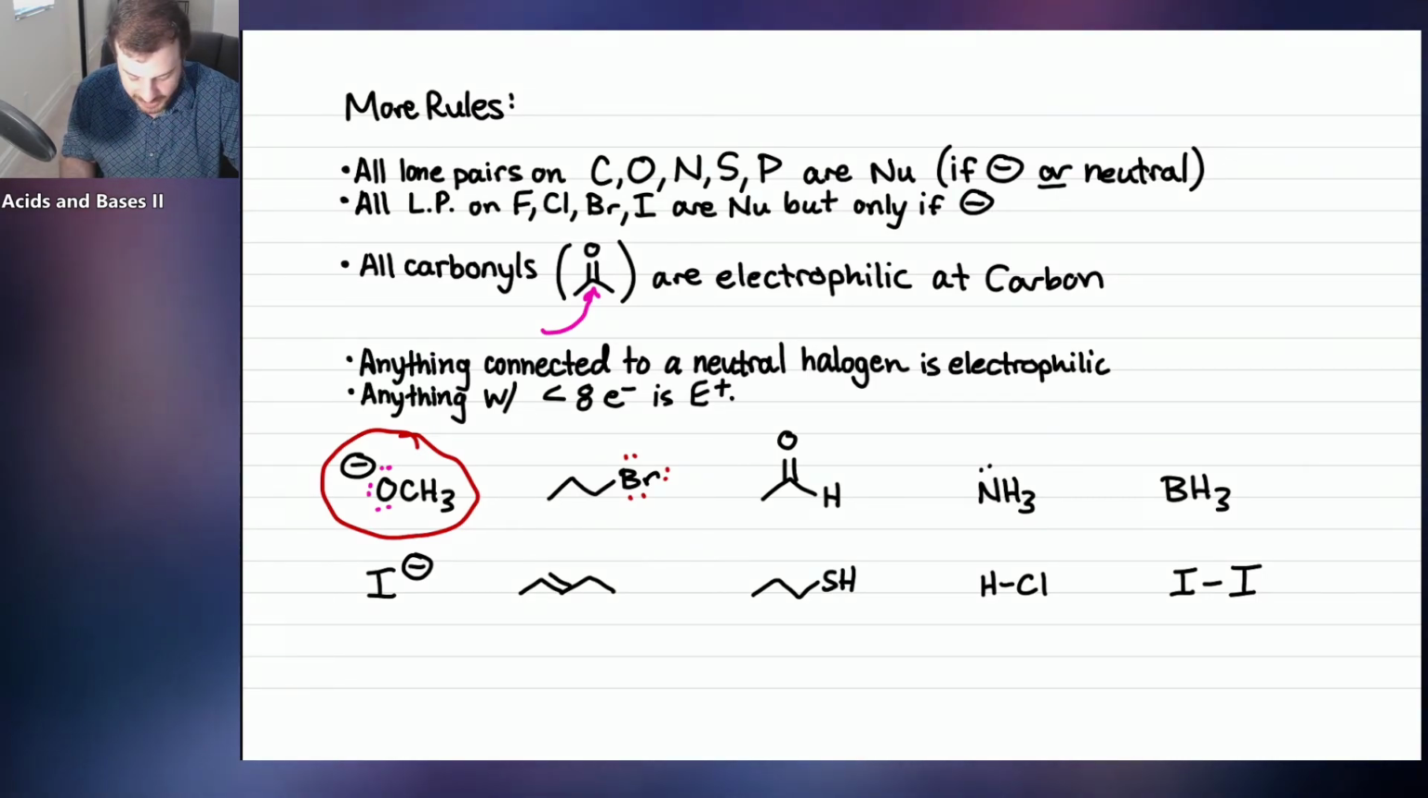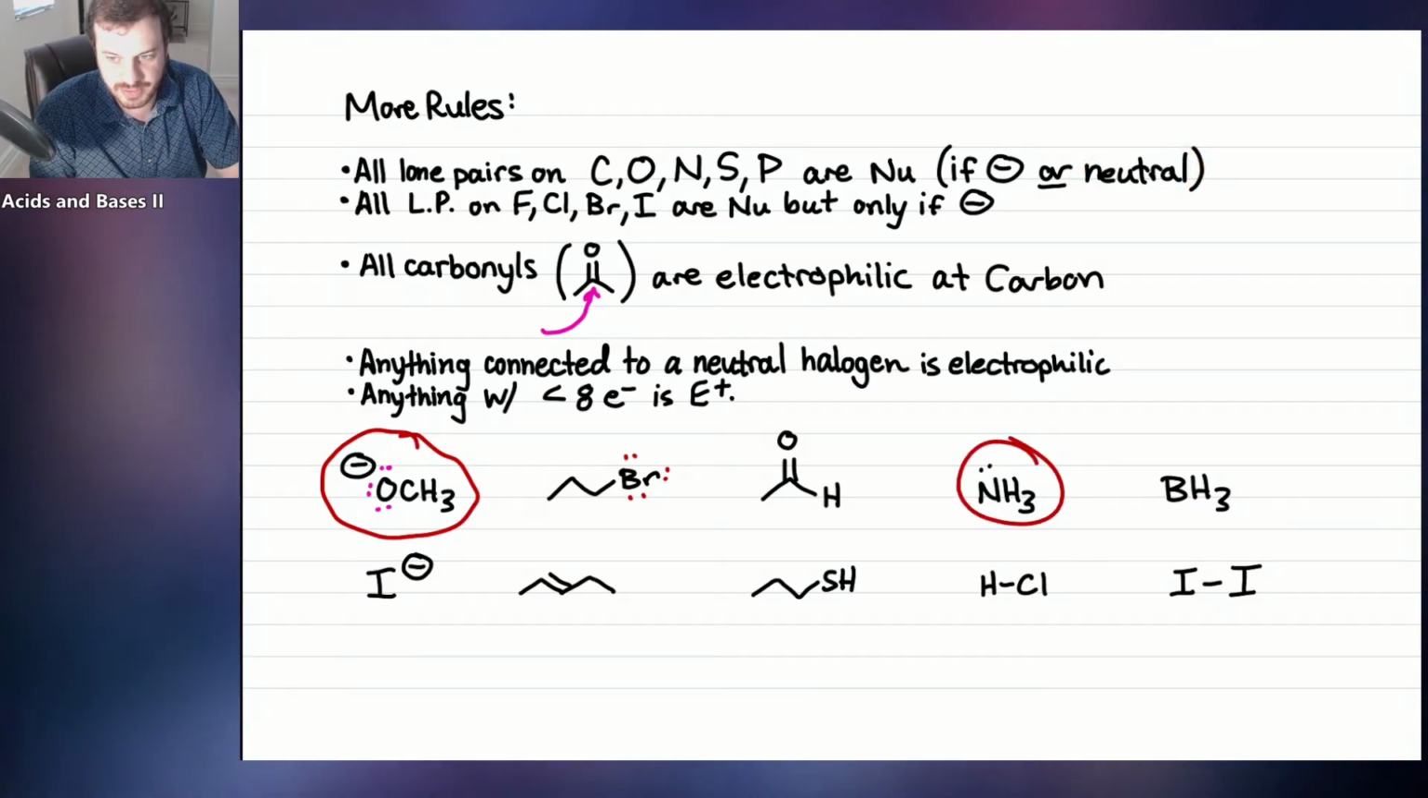Next up, we have carbonyl. All carbonyls are electrophilic at carbon. So the carbonyl, the aldehyde there, is not a nucleophile. It is an electrophile. Next up, we have ammonia. Ammonia is a neutral molecule. It has a lone pair on nitrogen, but if we see here that all lone pairs on nitrogen are nucleophilic, even if they're neutral, that means this is a nucleophile. Go ahead and circle that.